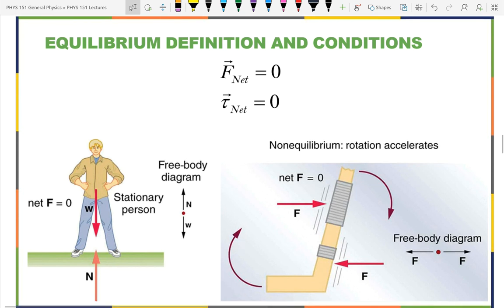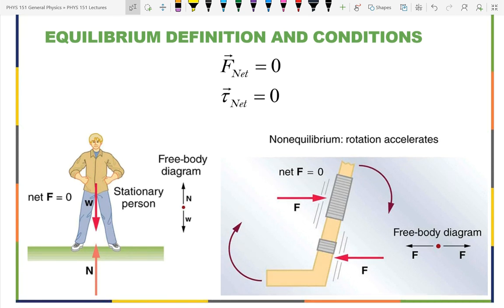Now we're going to get into actual equilibrium. Equilibrium, what is it, Latin? What does equal mean? Like Equifax. Equifax. What does the equal mean?